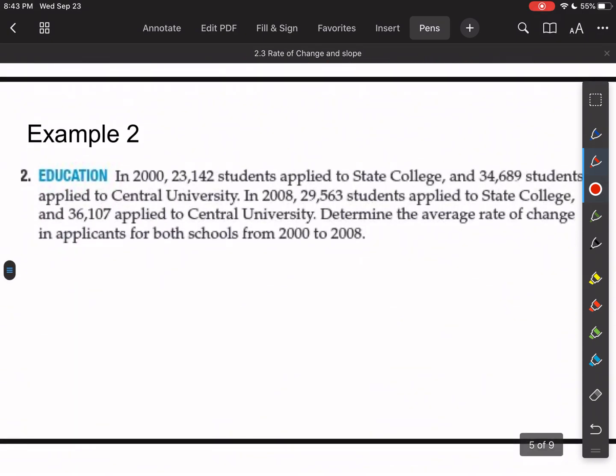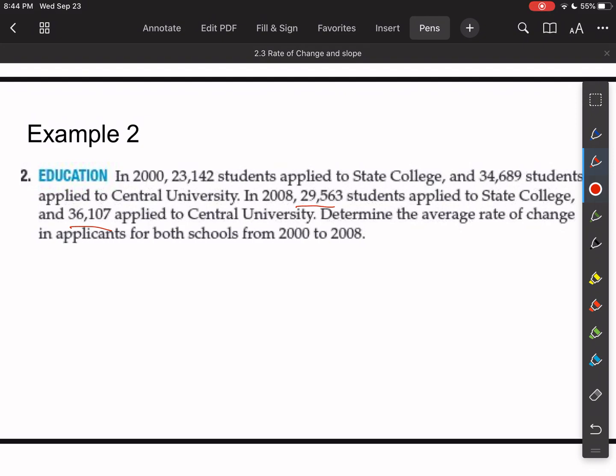In the year 2000, 23,142 students applied to State College. 34,689 students applied to Central University. In 2008, 29,563 students applied to State College, and 36,107 applied to Central University. Determine the average rate of change in applicants for both schools from 2000 to 2008.